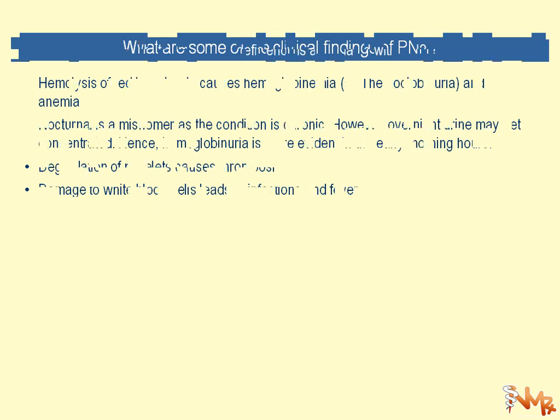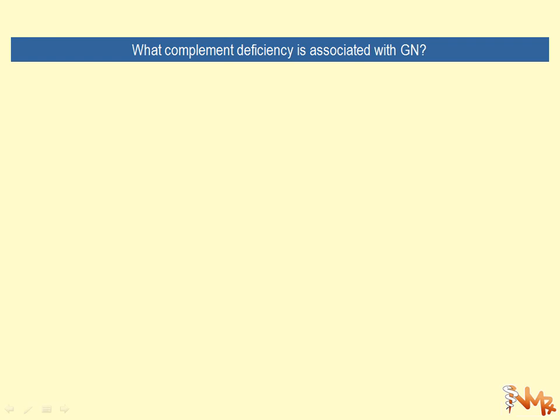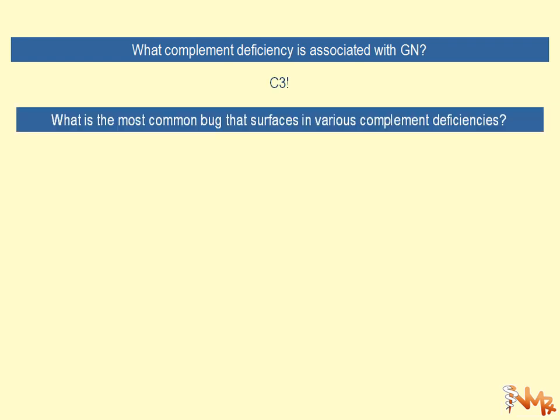So what complement deficiency is associated with GN? GN stands for glomerulonephritis. This is complement 3. What is a common bug that surfaces in various complement deficiencies? The most common association is Neisseria.